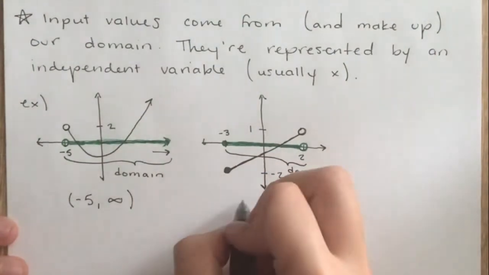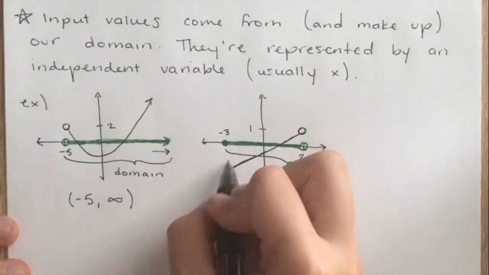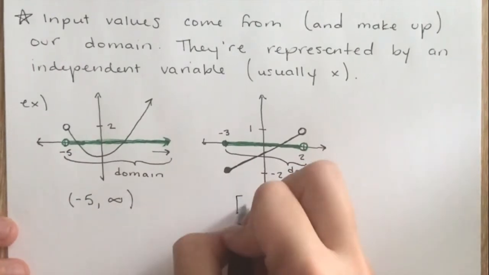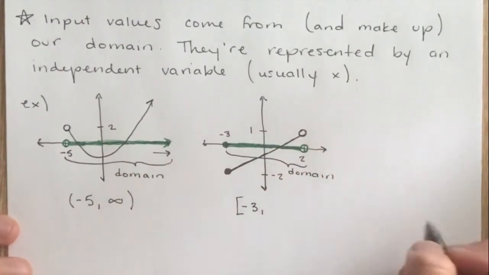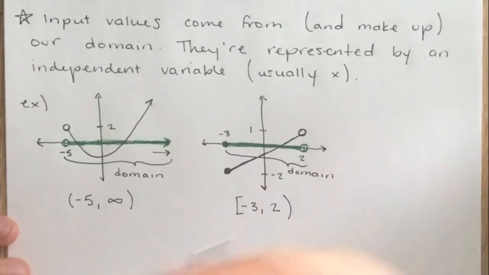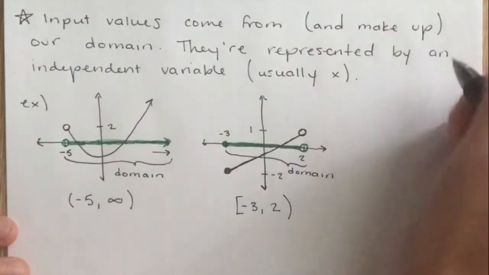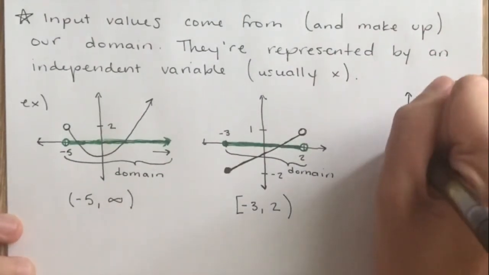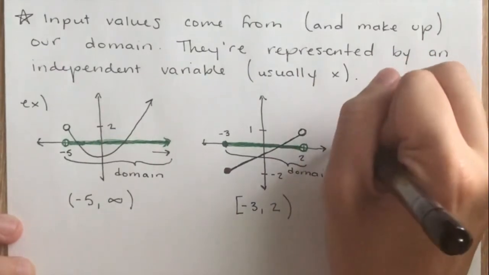And we can write this in interval notation. The closed point here is a bracket, -3. And we continue all the way to the 2, parenthesis, and that is our domain. Last but not least, let's look at one more example super quick.